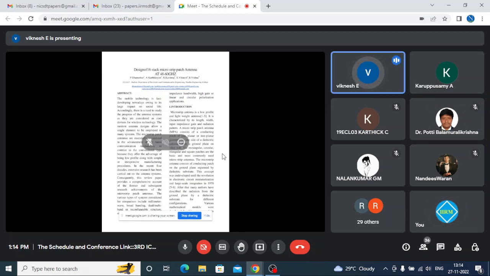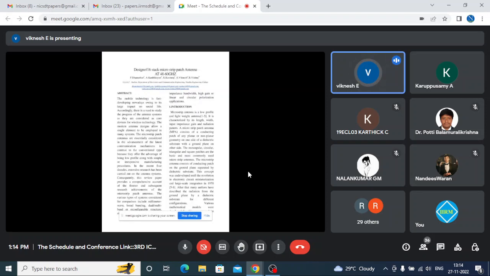Good afternoon, sir. Our project is design of 16 stack microstrip antenna at 48 to 60 gigahertz. Our team members are Damodar, Karthikeyan, Kavindraj, Vignesh, and Vishnu. We are from the Department of Electronic and Communication Engineering from Nanda Engineering College.